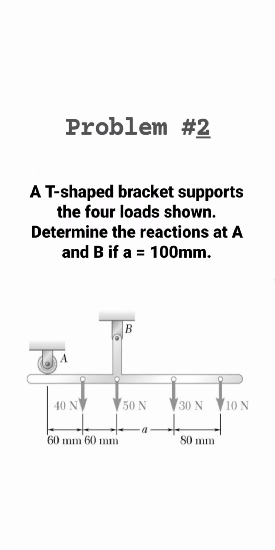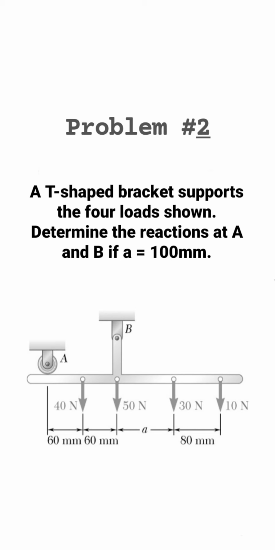For this video, I will discuss problem number 2 in problem set 3.1, which is all about equilibrium of rigid bodies. So let's proceed. A T-shaped bracket supports the four loads shown. Determine the reactions at A and B if alpha is equal to 100 millimeters.